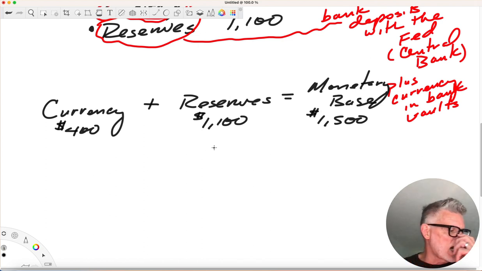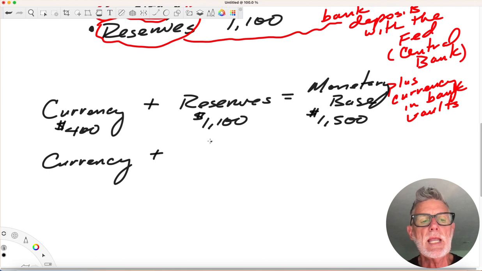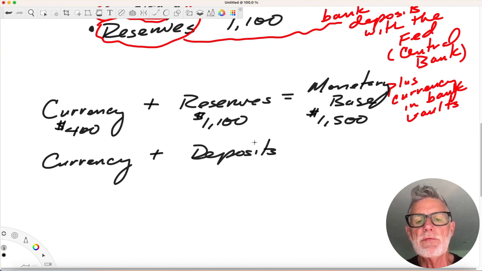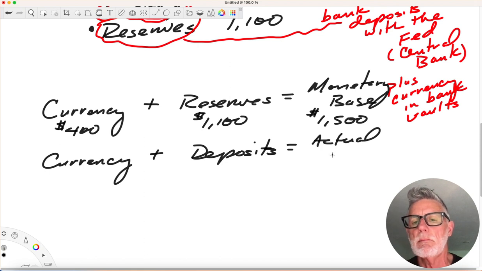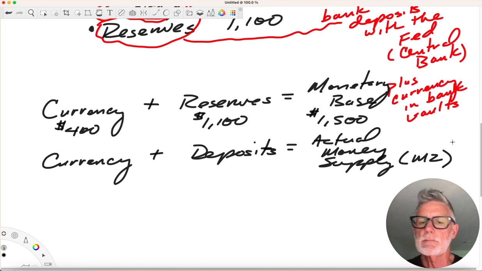and when you put those two pieces together, you get $1,500. Okay, then if we take currency, we're going to do another measure here. If we take currency and add it to deposits, this should be very familiar to you already. Currency in circulation plus deposits equals what we call the actual money supply. And this we would call M2 today.